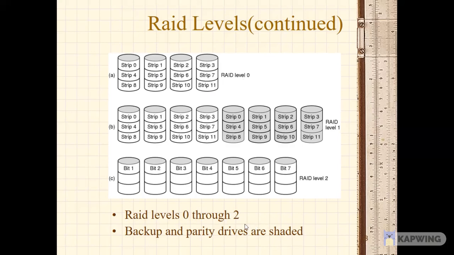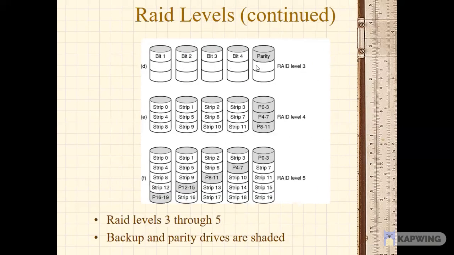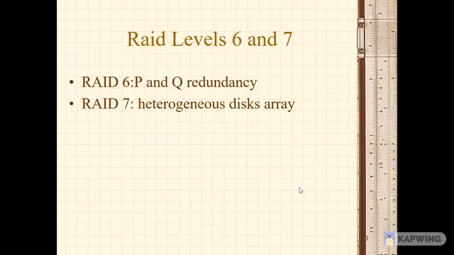So RAID level 0 to 3, backups and parity drives are shared. So we are creating a parity for each strip. Then this is RAID level 3, the parity bit is there. It will consist of all of this information. Then RAID level 4 for parity, and here we are creating the P and Q. So RAID level 3 to 5, backups and parity drives are shared. Then RAID level 6 and 7. So in 6, P and Q are redundancy, and RAID 7 is a heterogeneous disk array.